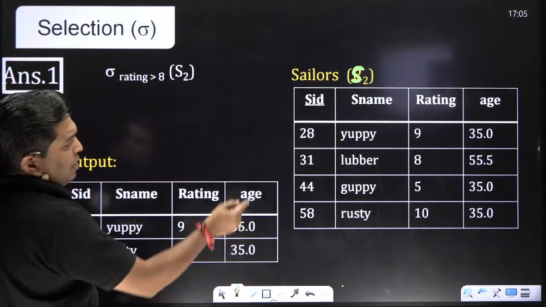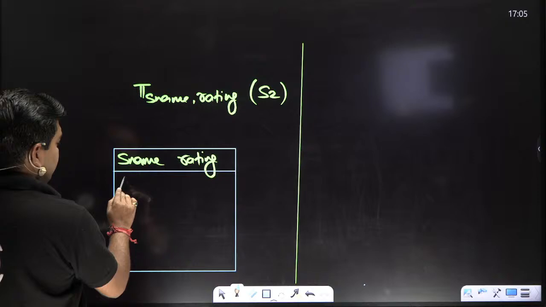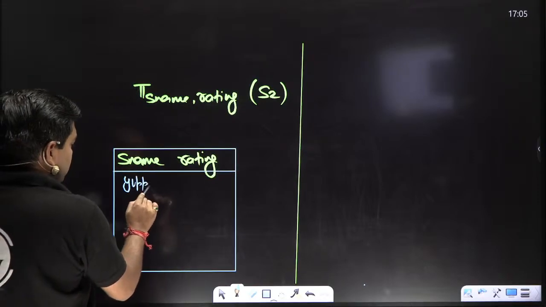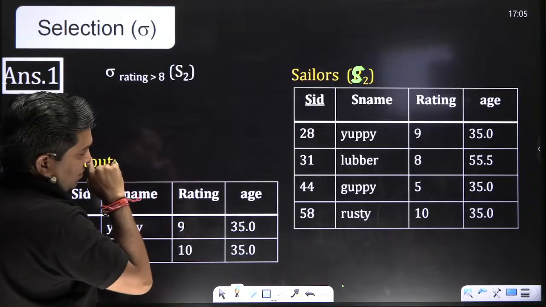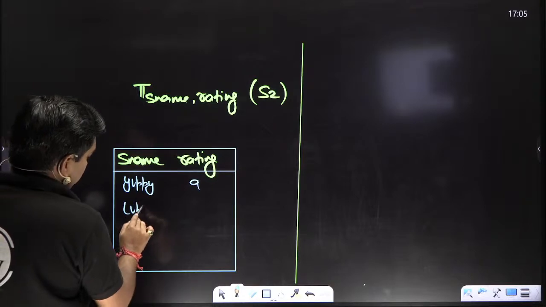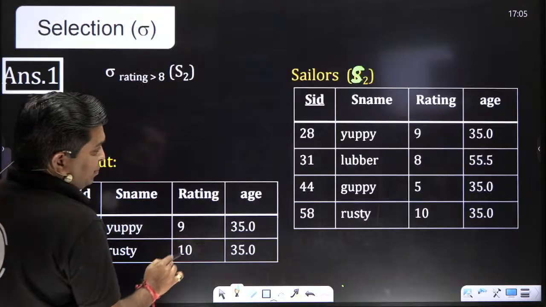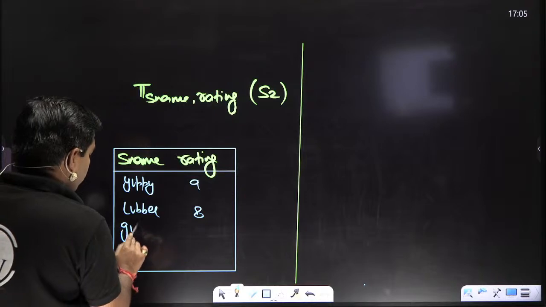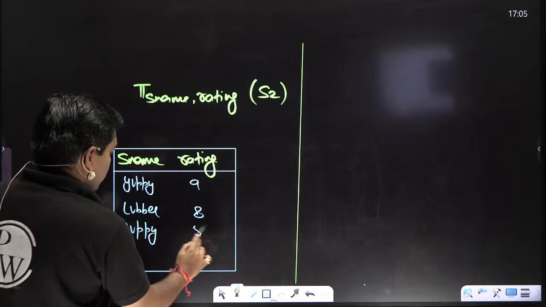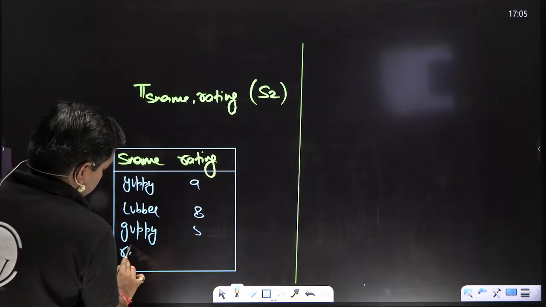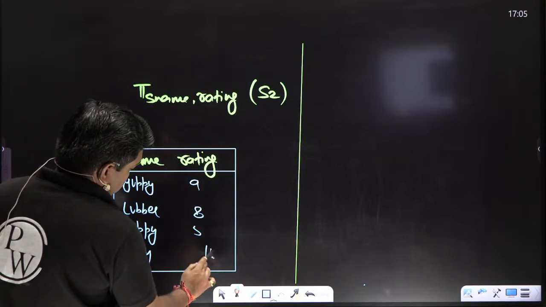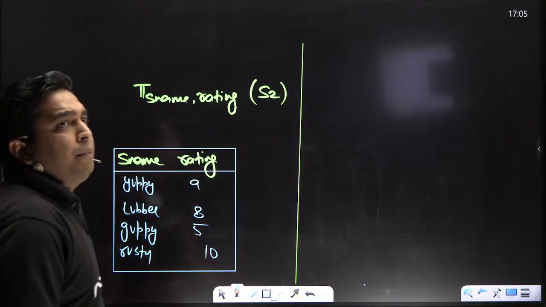So what happened? S name: UP 9, Luber 8, Guppy 5, Rusty 10. Clear? Four tuples you will get.